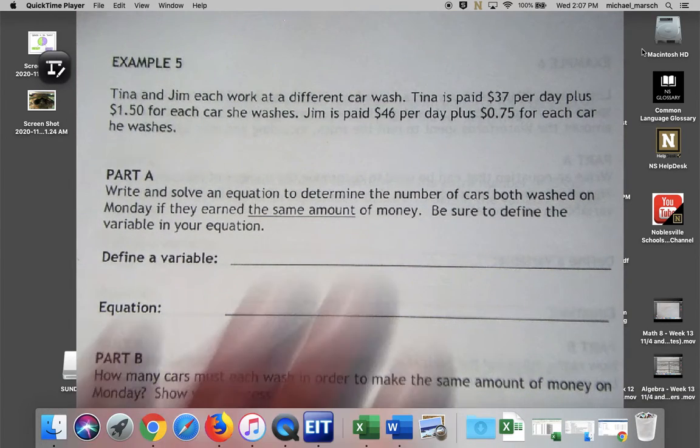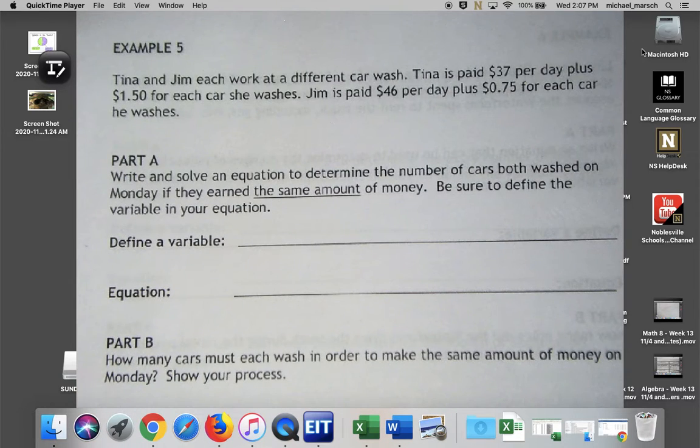So we're going to work on this example from the packet together. Everybody say hi to Tiffany. Hi, Tiffany. Wait, hold up. Hey, Tiffany.